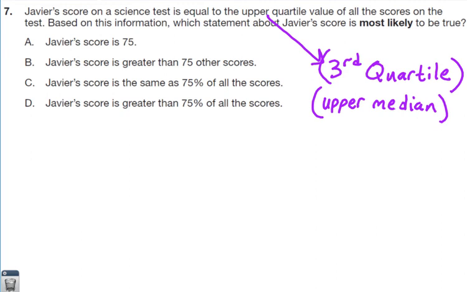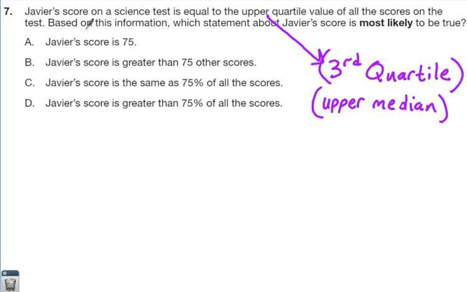So if you were to take the median of all this data, all these science test scores, the overall median would cut all those scores into two equal groups, two halves. Then you would find the median of just the upper half. That is what the upper quartile is, or the upper median. It's the median of just the upper half. And so Javier's score is that upper median.